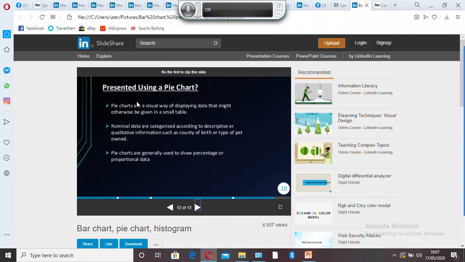All right, so pie charts are a visual way of displaying data that might otherwise be given in a small table. Then they are nominal data, and nominal data are categorized according to descriptive or qualitative information, such as country of birth or type of pet that is owned. Then pie charts are generally used to show percentage or proportional data.